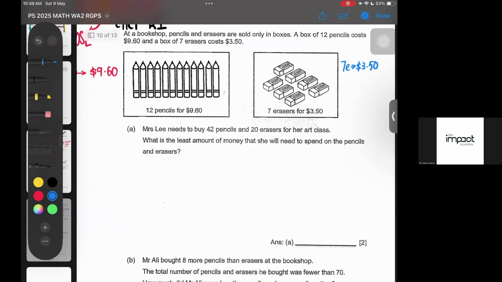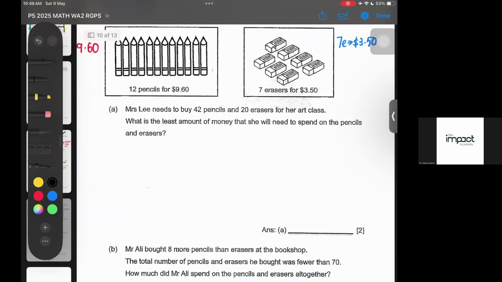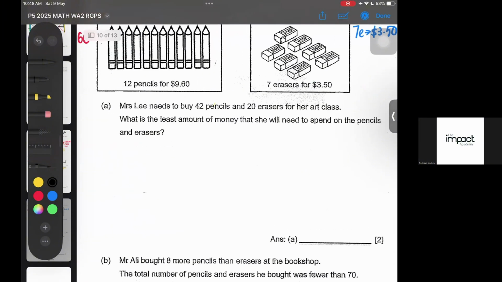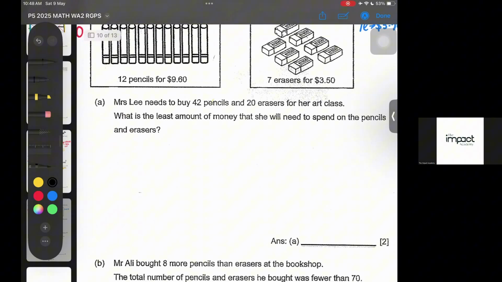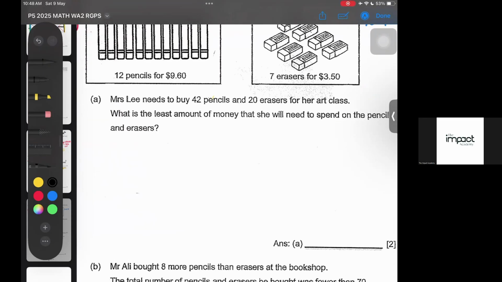Okay. Now Mrs. Lee is very nice. Mrs. Lee says, okay, art class students, I'm going to buy for you 42 pencils and 20 erasers. But you all realize something, right? Mrs. Lee didn't understand math. That's why she's an art teacher. She doesn't understand that this shop is not selling individually. You get what I'm trying to say? So you just have to buy 4 boxes.